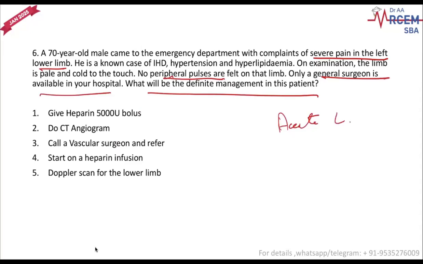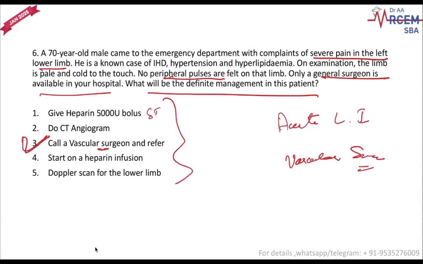In acute limb ischemia, the first step is always referral to the vascular surgeons. So is there a mention of vascular surgeon here? Call a vascular surgeon and refer. Yes, this is the right one. The second step, step 2, is to give heparin 5000 international units intravenous bolus.